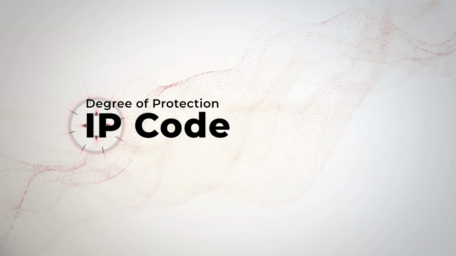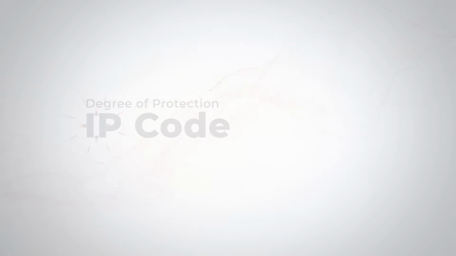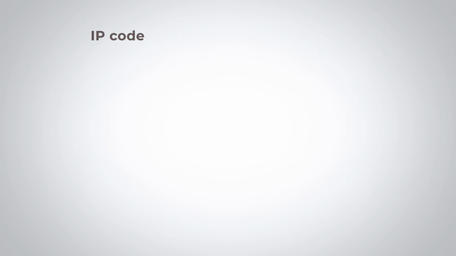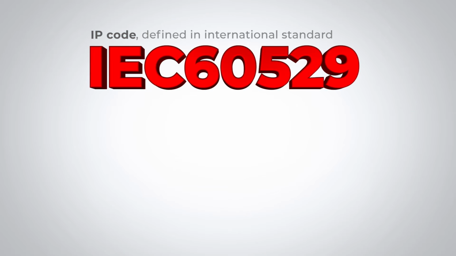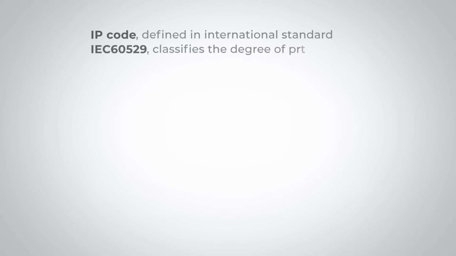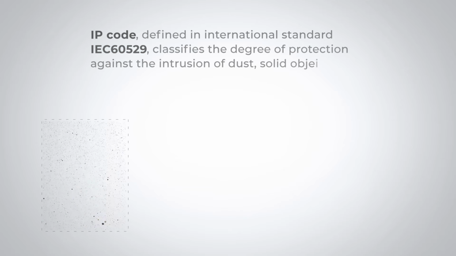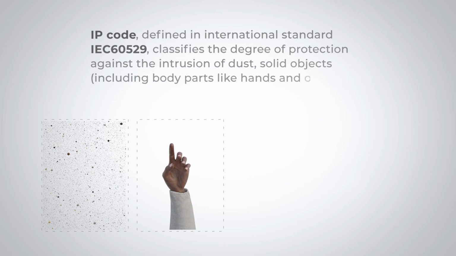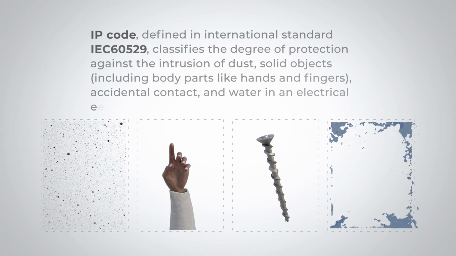The next important code to note is what is known as the IP code. IP code, defined in International Standard IEC 60529, classifies the degree of protection against the intrusion of dust, solid objects including body parts like hands and fingers, accidental contact, and water in an electrical enclosure.